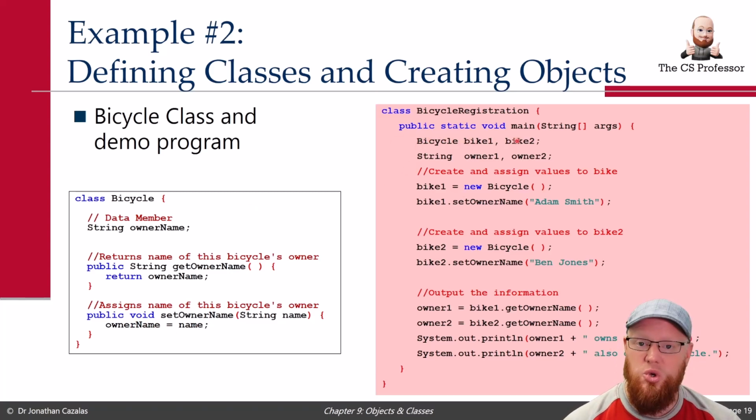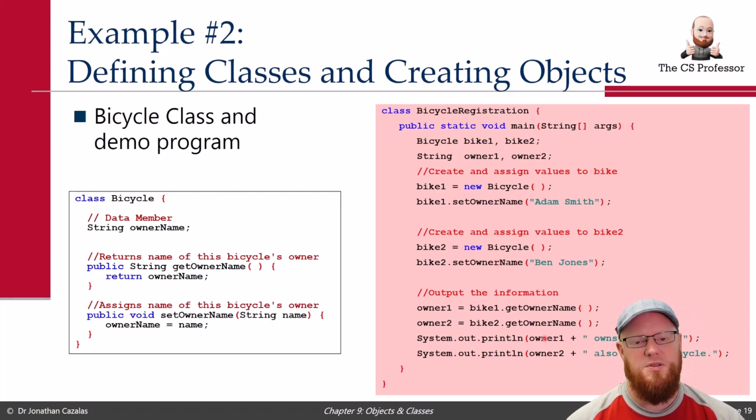We make two bicycle variables, bike1 and bike2. We make two string variables, owner1 and owner2. And now we make a new bicycle object, and we save the address of that object into bike1. And then we invoke the setOwnerName method. We set the name of bike1 to Adam Smith. We make a new bicycle object, which we save the address of into bike2. And then we set the owner name of this bike to Ben Jones.